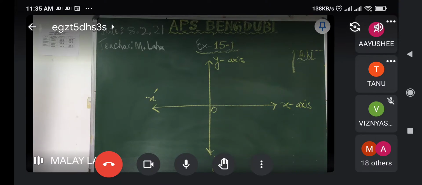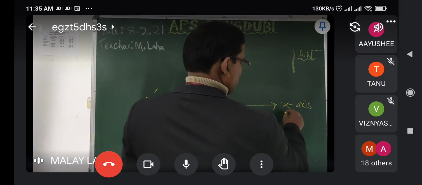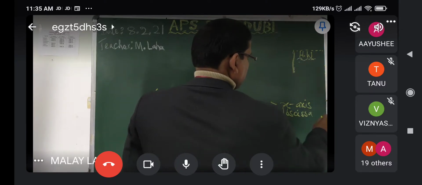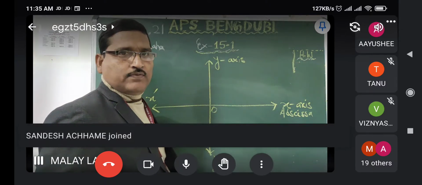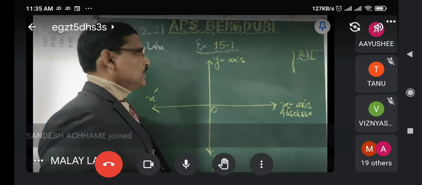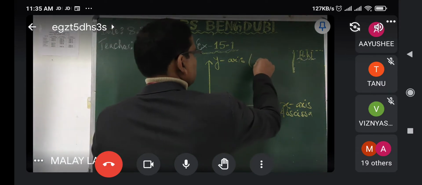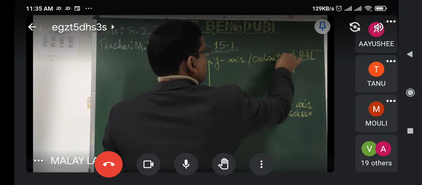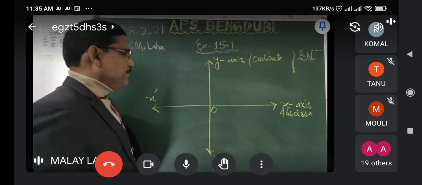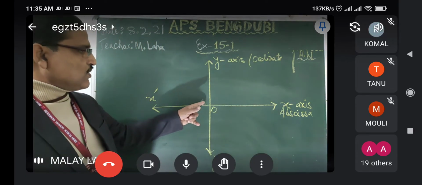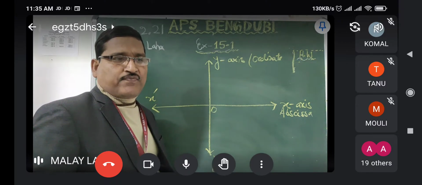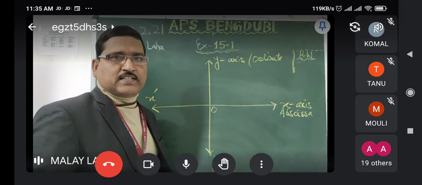Abscissa. So these are very important point questions. Abscissa is another name of the x-axis, horizontal. Another name of the y-axis is ordinate. Okay? Now, what is the name of the point of intersection of the x-axis and y-axis?